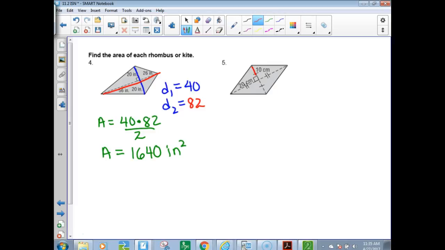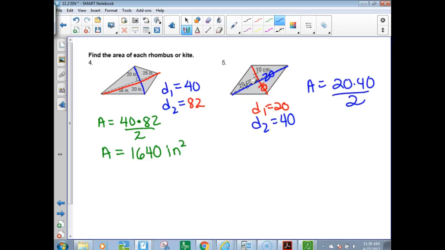Okay, let's check out this diagonal. You see the slash marks? The diagonals are bisected. So that means it's a parallelogram. 10, 10. That'd be 20 for D1. And then going the other way, how big is it? Double slash marks means both of these are 20, so D2 is 40. All right, the area for this one is 20 times 40 divided by 2.